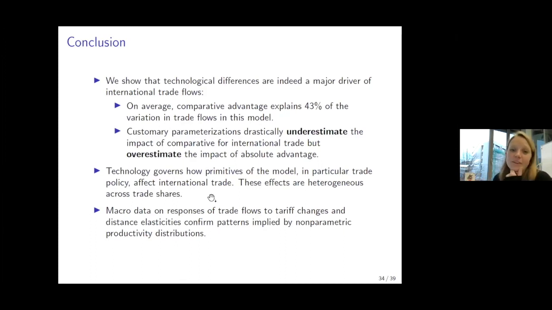So yeah, this is very important, but also what is very nice about this exercise is that we can use it to compare it a bit to data. And we do see that macro data on responses of trade flows to tariff changes and distance elasticities do confirm exactly the pattern that is implied by our model fed with non-parametric productivity distributions.